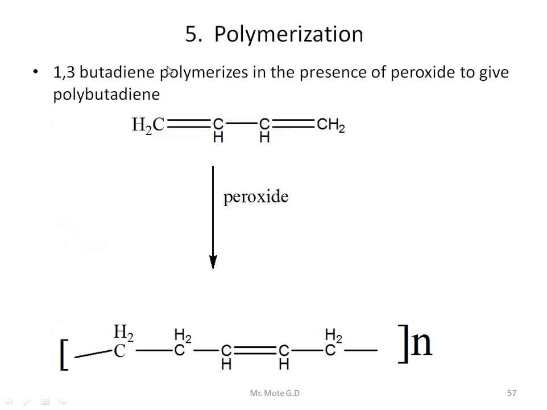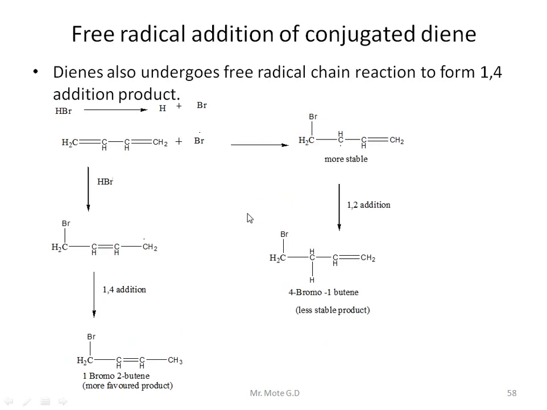In polymerization, 1,3-butadiene polymerizes in presence of peroxide to give polybutadiene. So this is the 1,3-butadiene undergoing polymerization in presence of peroxide. Then free radical addition reaction.